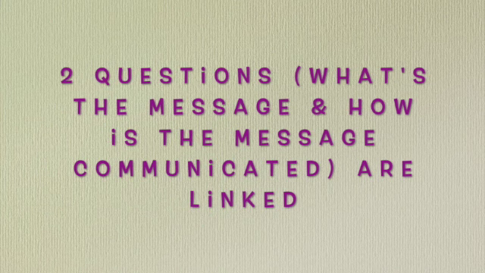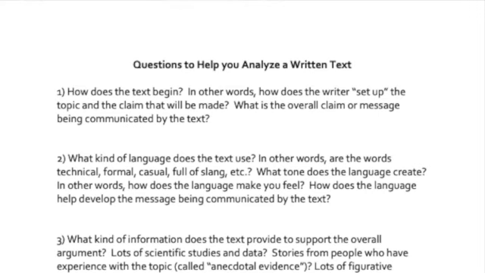As you start to look at the way the text is constructed, you start to figure out the message. The same thing's going to happen now, only now you're looking at a written text instead of a visual text. So instead of things like shape and color and line, we're going to be thinking about things like, how does the text begin? How does the writer set up the topic and the claims that are going to be made?